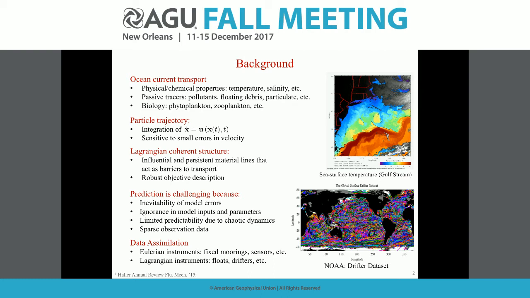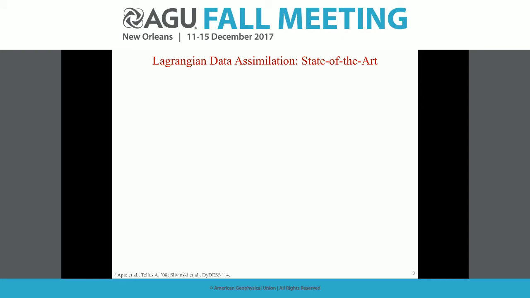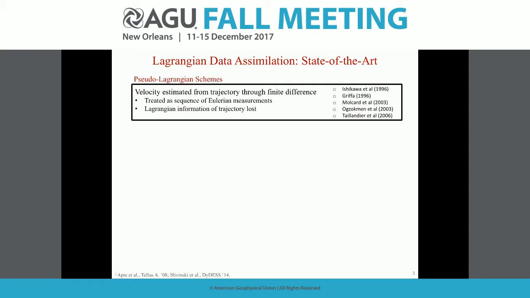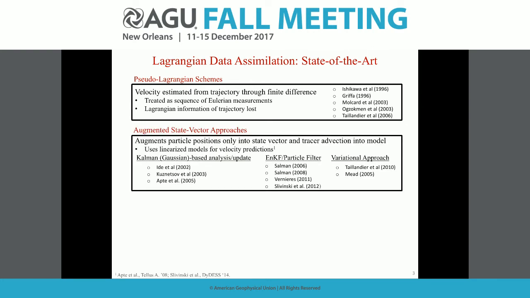So the main theme of this talk today is how you can perform Eulerian-Lagrangian assimilation within one unified framework. There are three main methods for carrying out Lagrangian data assimilation. The first is pseudo-Lagrangian schemes, where you look at the trajectory and treat it as a time series of particle positions, and then you estimate the velocity and treat it as Eulerian measurements. But in some sense, you have lost the Lagrangian information. The second is the augmented state vector approach, where you augment the particle position within your state vector and also augment your dynamical model with tracer advection. Most of the current literature uses only linearized models or uses Monte Carlo methods for probabilistic prediction, which might be expensive if you have a very large ensemble size, and also performs Kalman-based updates during the assimilation phase.